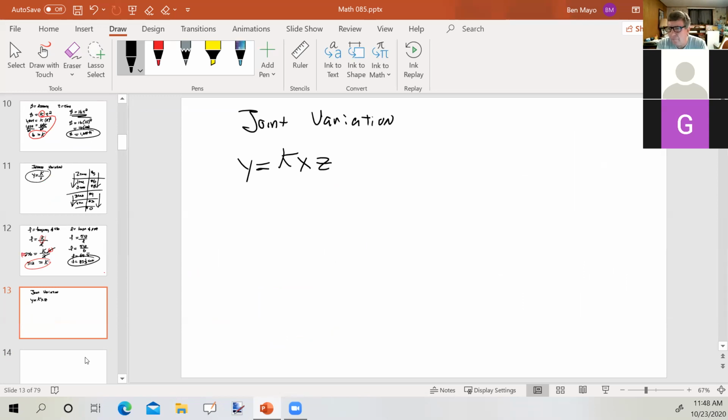Are either of you married? No. Okay. Well, do you know what a joint checking account is? Yeah. What's a joint checking account? That's where the account is shared by both partners. Right. So a joint checking account or a joint savings account has more than one person connected with that account. So in joint variation, we have more than one variable connected with this equation on the right side.